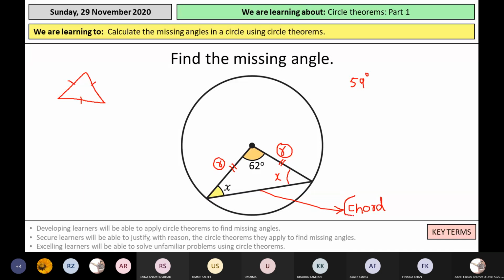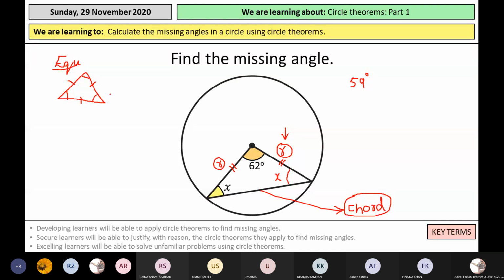Now, I told you this is a chord and this is a radius. So how is this possible? This radius is equal to the chord. This is not possible. For the equilateral triangle, your three sides and your three angles have to be equal. Yes or no? This is known as your equilateral.